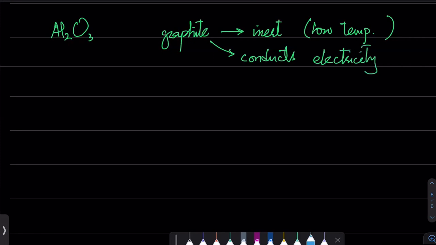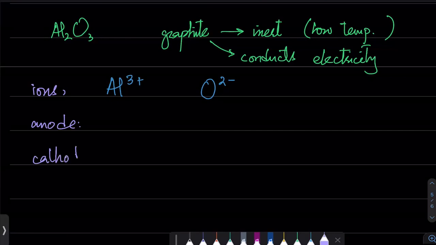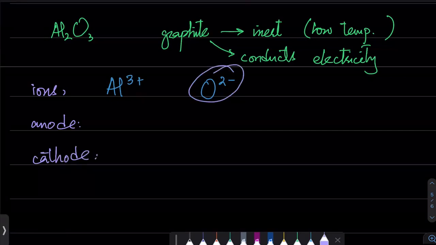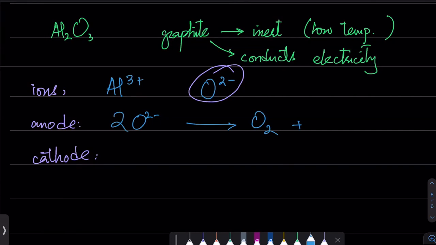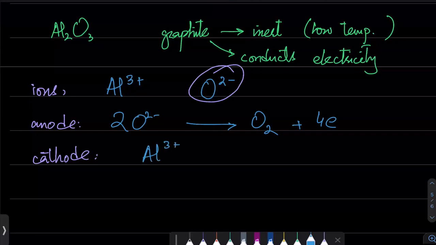Now let's see, what ions will I have? Aluminum ion and oxide ion. And what is going to happen at the anode? Oxide will go to the anode and I will get oxygen gas. So that's four electrons. Similarly, at the cathode, aluminum metal will form, by gaining three electrons.